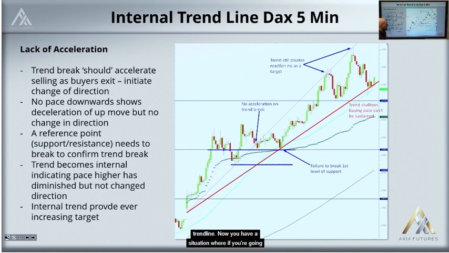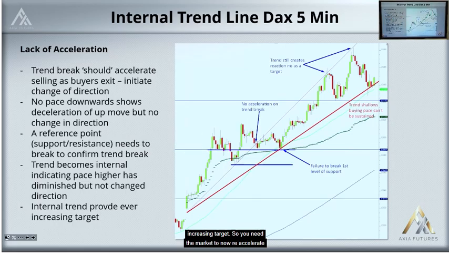So with an internal trend line, now you have a situation where if you're going to buy to follow this continuation trend up, what you can do now, if you're buying this level here, the support on your second touch just down here, or you're buying on the break of the recent high, you've now got a target. And the great thing about an internal trend line target is this is an ever increasing target.